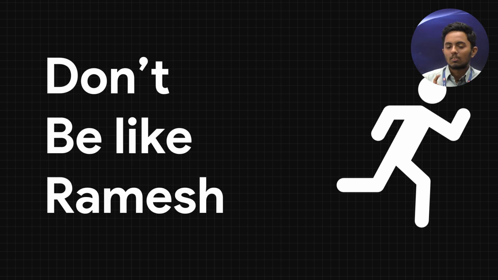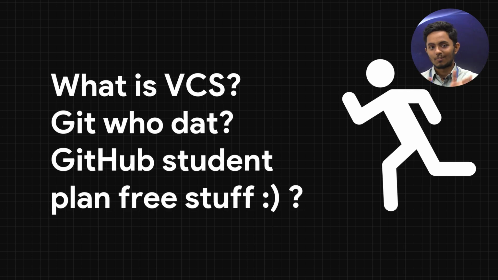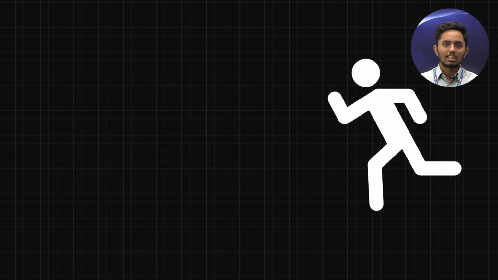And what I want to tell you is, you won't end up like Ramesh if you start using Git and GitHub. So again, today what we'll be talking about is, what is a version control system? Git, who's that? What is a GitHub student plan? So we have a lot of free stuff at the end, so keep watching till the end to get all those goodies. So let's give Ramesh a skip ahead and let's get into the topic.